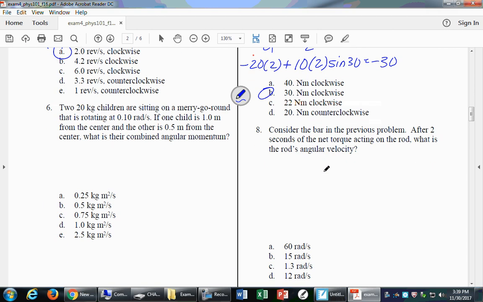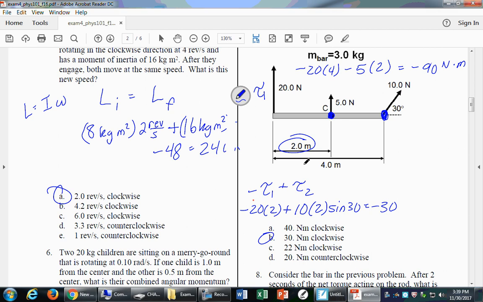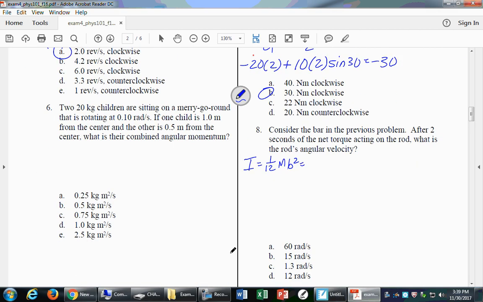Okay, so the bar in the previous problem, after 2 seconds of that torque acting on the rod, what is the rod's angular velocity? A couple of things you have to do here. First, you have to find I. For a rod, that's on your sheet, 1/12 m L squared, which is 1/12 of the mass, which is 3, times 4 squared. 3 times 16 is 48, so that's 4 kilogram meters squared. That's my moment of inertia.